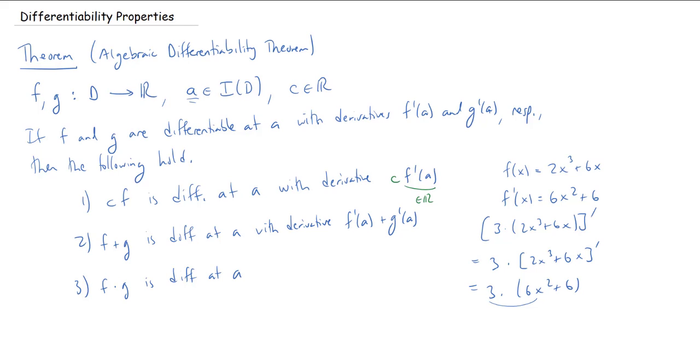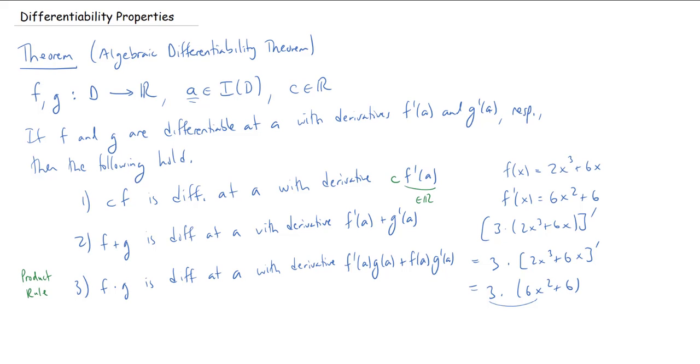The product of f and g is differentiable at a. However, when I get to the derivative here, I cannot just write f prime of a times g prime of a. Instead, we have to use the so-called product rule. So this would be f prime of a, g of a, plus f of a, g prime of a. Okay, so this you should know. And if you do not know, you need to go learn it. This is a necessary part of this course to know the product rule.